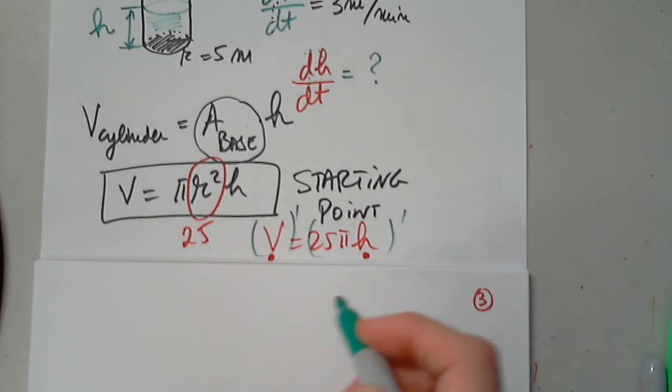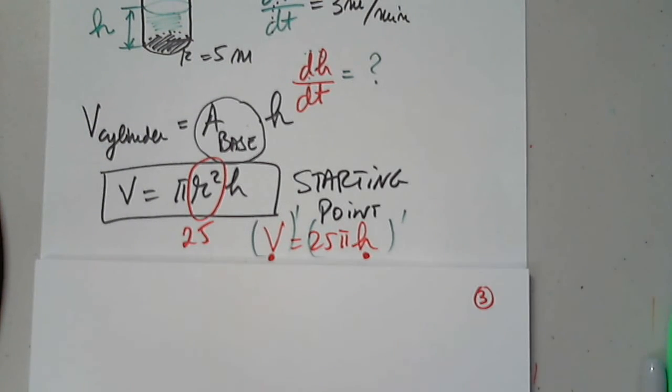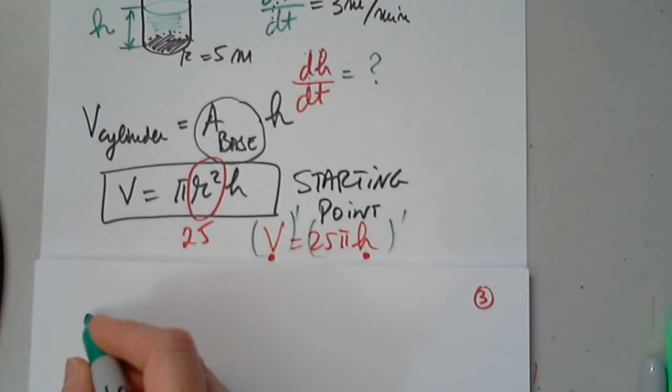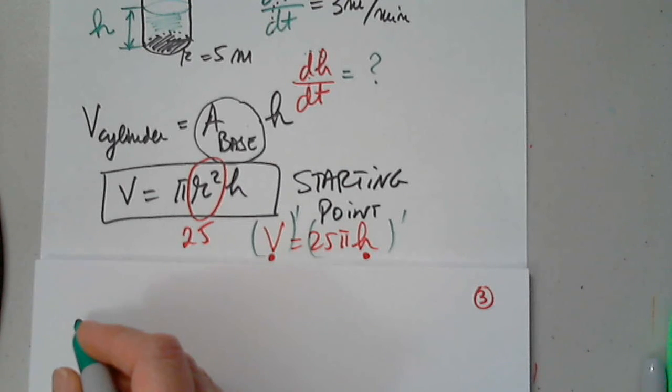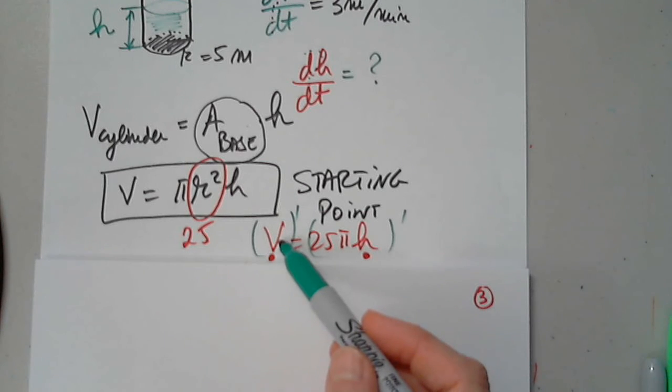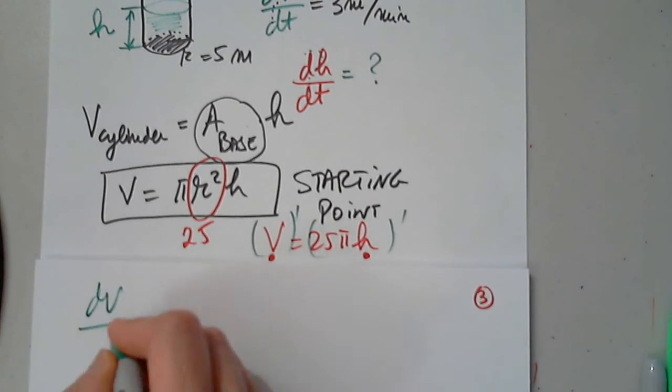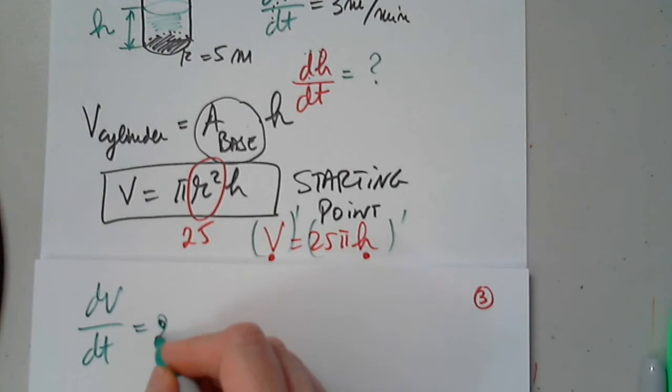So can anyone differentiate this equation for us? The left-hand side and the right-hand side? Anyone? It's okay if you're wrong. Just any thoughts? What do I write when I differentiate this with respect to time? So these are functions. dV over dt, of course, equals 25 pi.